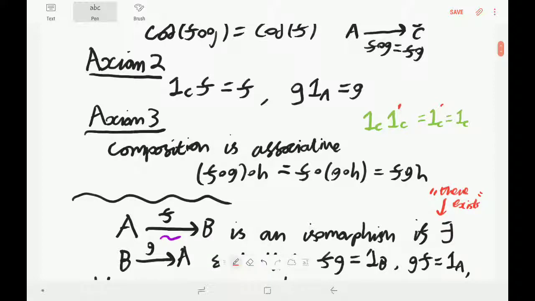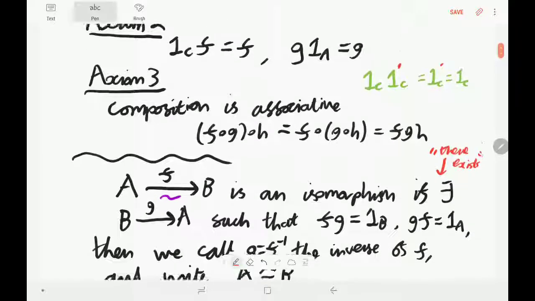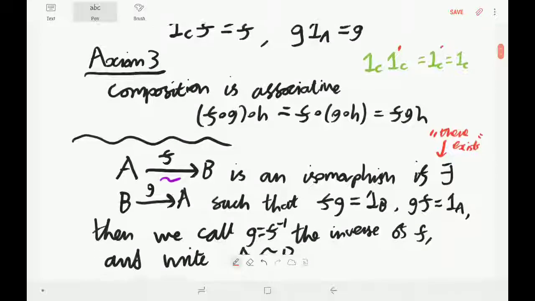The third axiom is that composition is associative. So basically when we have composable F, G and H, we have that F after G after H, bracketed either way, is the same, so we can just write that as F after G after H, okay? Right then, those are the basic axioms.